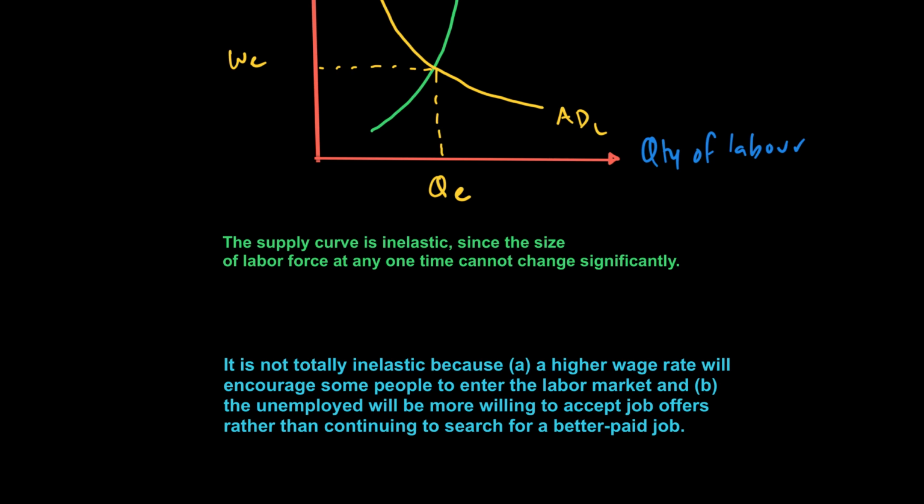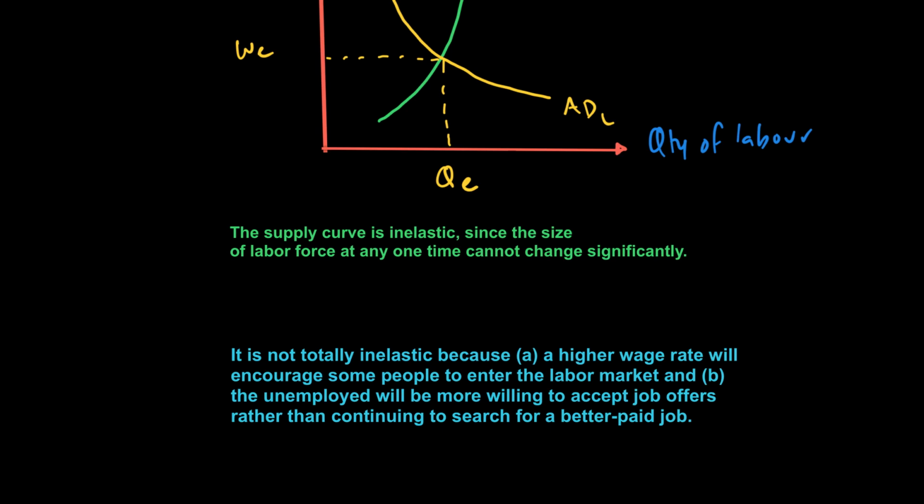B, the unemployed will be more willing to accept job offers rather than continuing to search for better jobs. When you are looking at people who are willing and able to work but not working because they are not interested in the kind of work that is available, when the wage rate goes up, we will see more of these people accept job offers. So the aggregate supply curve is inelastic, but it is not perfectly inelastic.